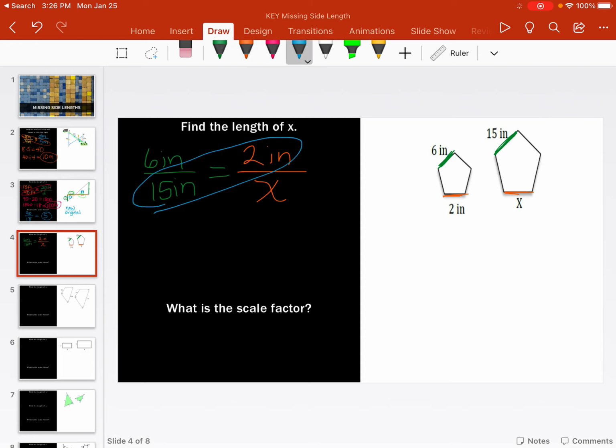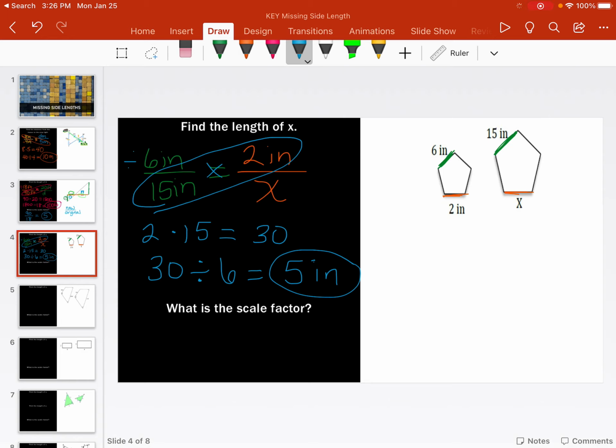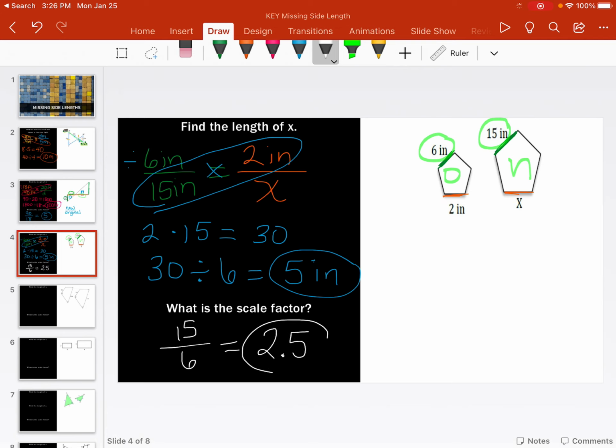Cross multiply. 2 times 15, which is 30. And then divide by the leftover, 30 divided by 6, which is 5 inches. So x is 5 inches. Don't forget your units. And then for our scale factor, remember new over original. So here are the two that correspond. This is our new and our original. So we're going to do new 15 over original, which was 6, and just simplify that fraction. So 15 divided by 6 is 2.5, or 2 1/2. You can do a fraction or a decimal.